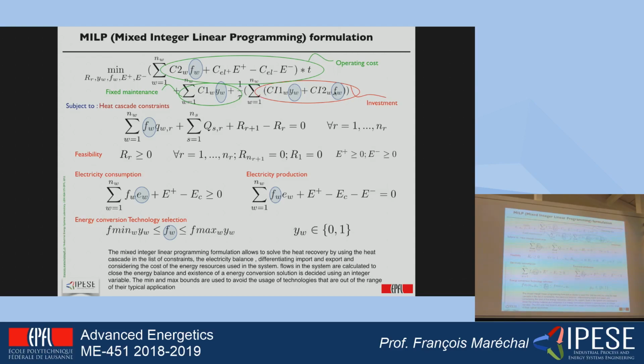Okay? But of course, for doing this, I need something that is going to decide what is the value of the y. So is it 0 or 1? And what is the value of the flow if the value is equal to 1? Okay? This problem is known as being a mixed integer linear programming problem. And this is the technique that will be used in order to calculate the optimal flows in your system.